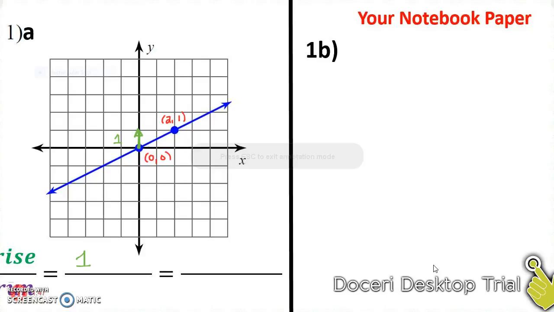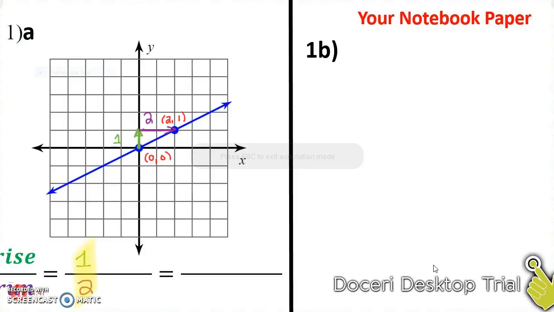I was trying to get to ordered pair 2, 1. So I have to run. Well, I'm going to run to the right, and I'm actually going to run to the right 2 units. My run is 2, and I'm moving to the right, so it's positive 2. If I were moving to the left, I would say that my run is negative 2. So 1/2 is the ratio that I get when I write the rise over the run. So if I ask you how steep this line is, you would say it has a steepness of 1/2.